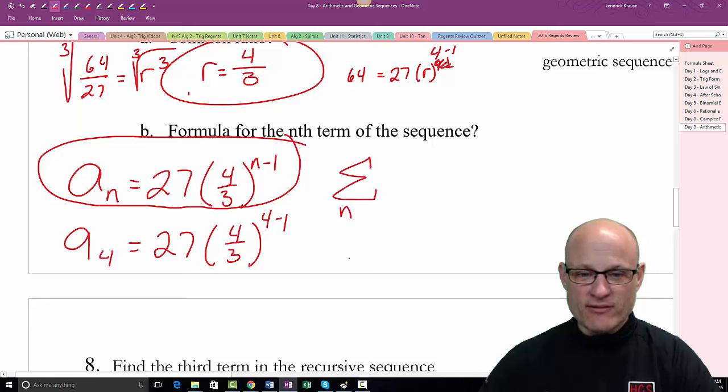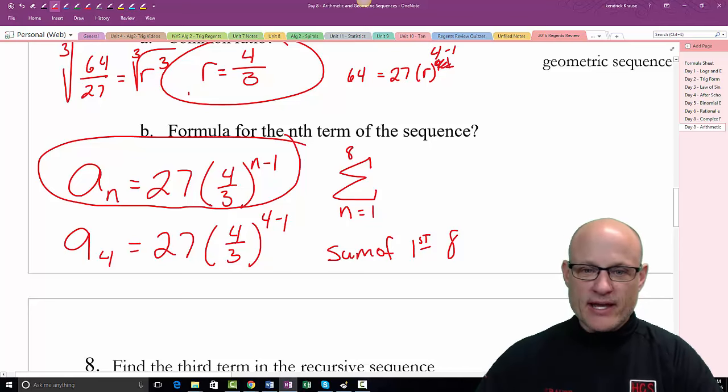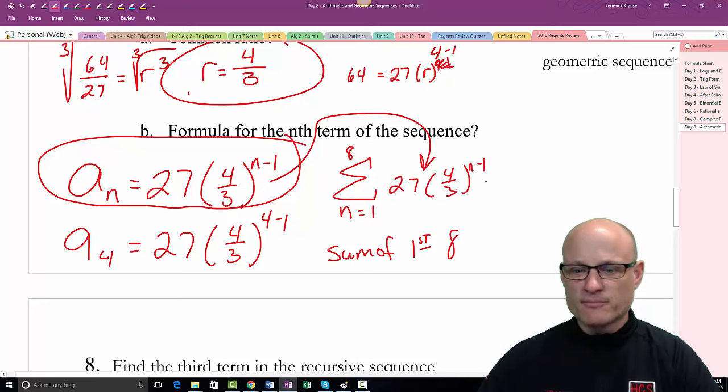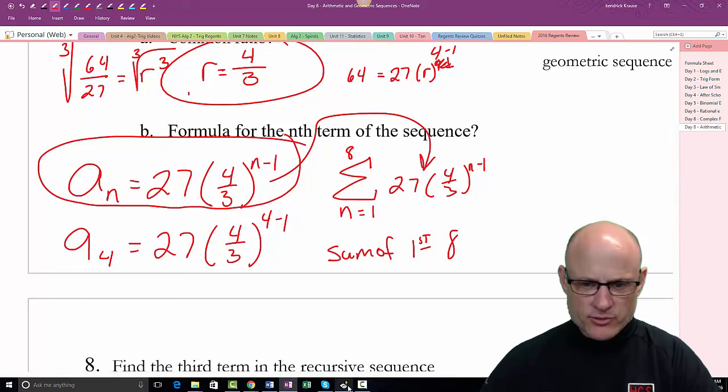I said the first 8, right? So sum of first 8. I think I said 8. Who knows? I'm old. n equals 1 to 8, and then we're just going to use this formula right here. 27, 4/3 to the n minus 1. All right, type that puppy in.